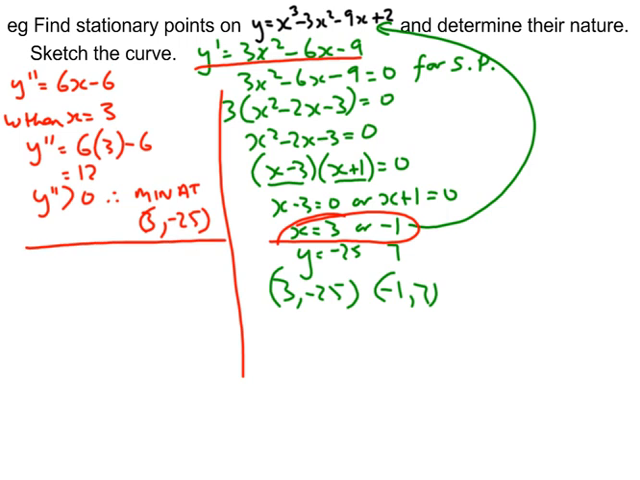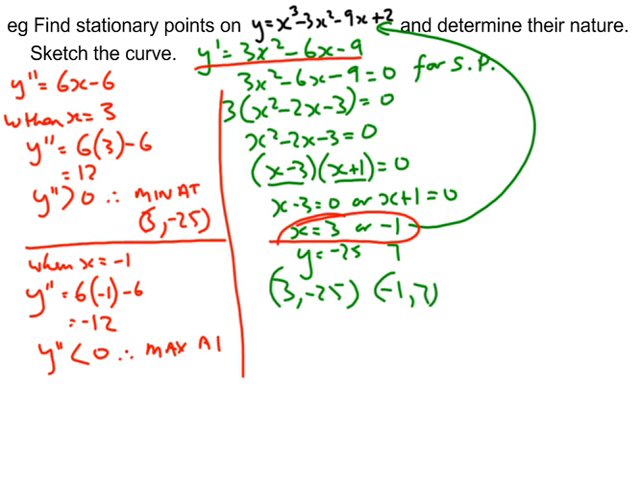Probably no surprises there. When we sub in x equals minus 1, y double dash equals 6 lots of minus 1 minus 6, we get minus 12 there. So y double dash is less than 0, so therefore we have a maximum turning point at (minus 1, 7).